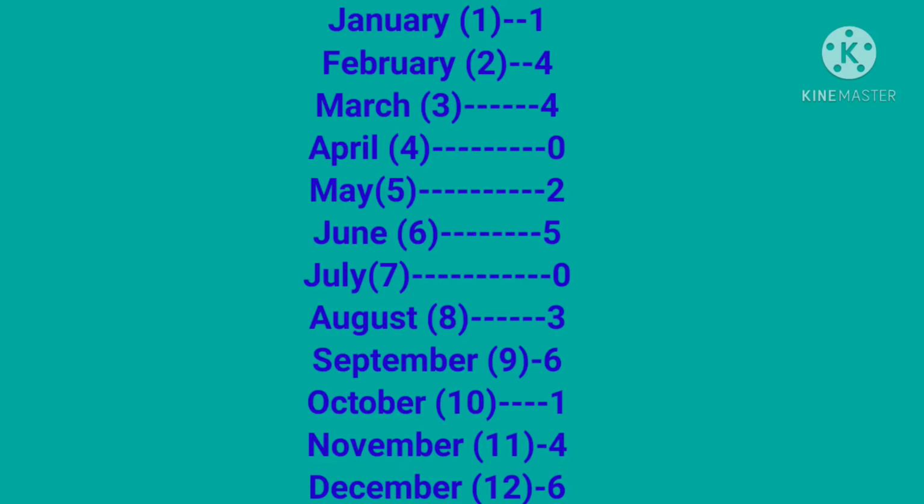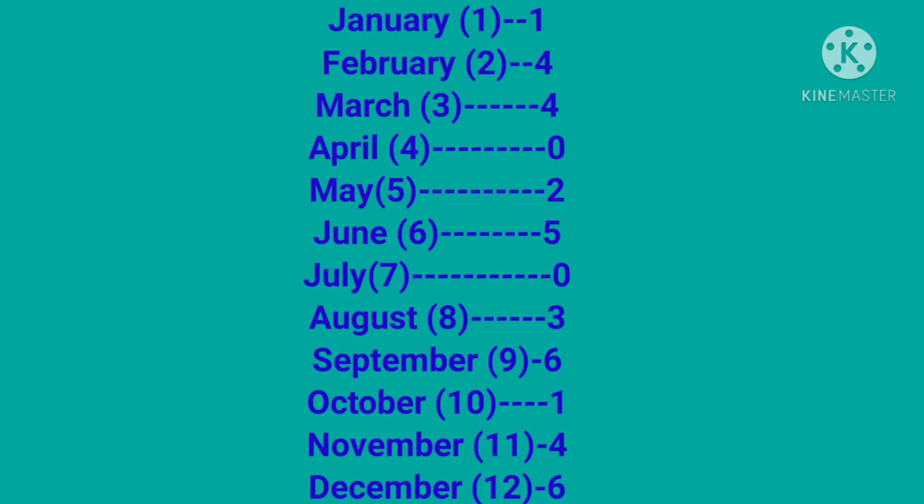July 7, it is 0. August 8, it is 3. September 9, it is 6. October 10, it is 1. November 11, it is 4. December 12, it is 6. So these are the codes for general years.